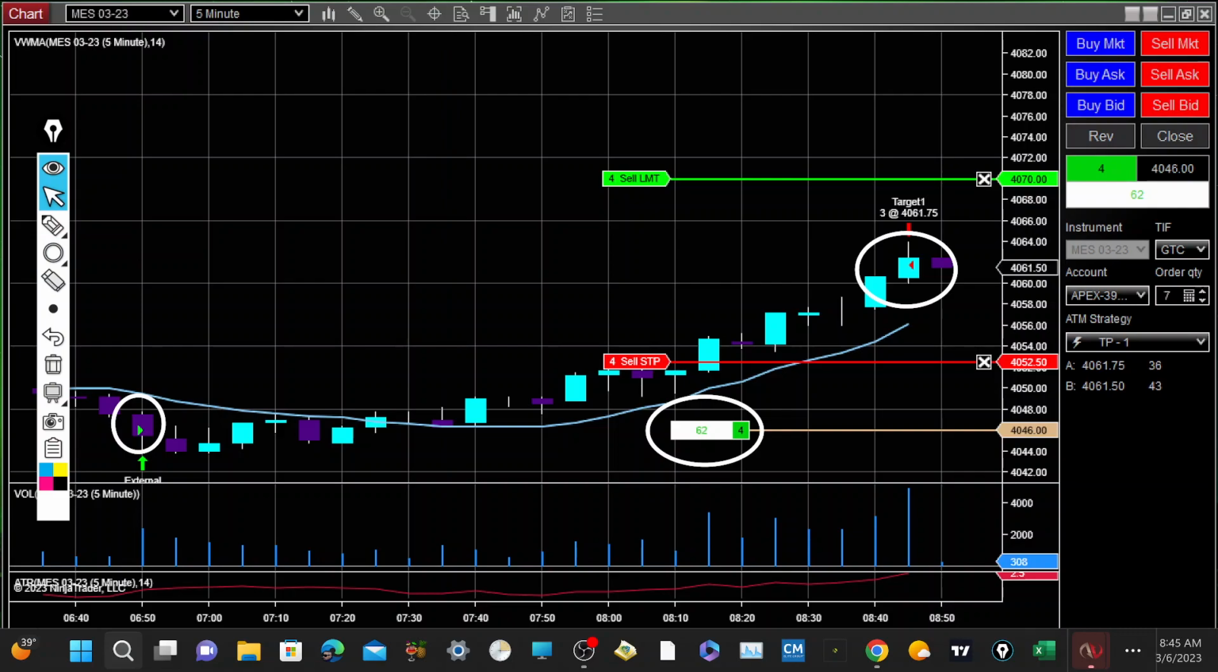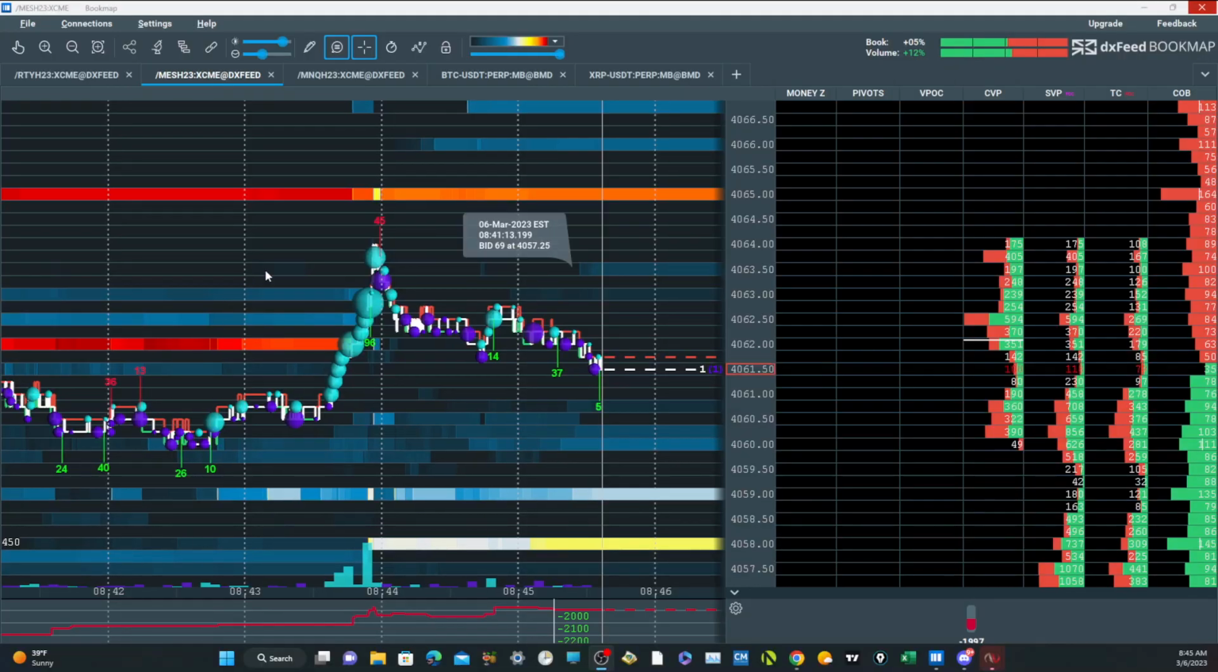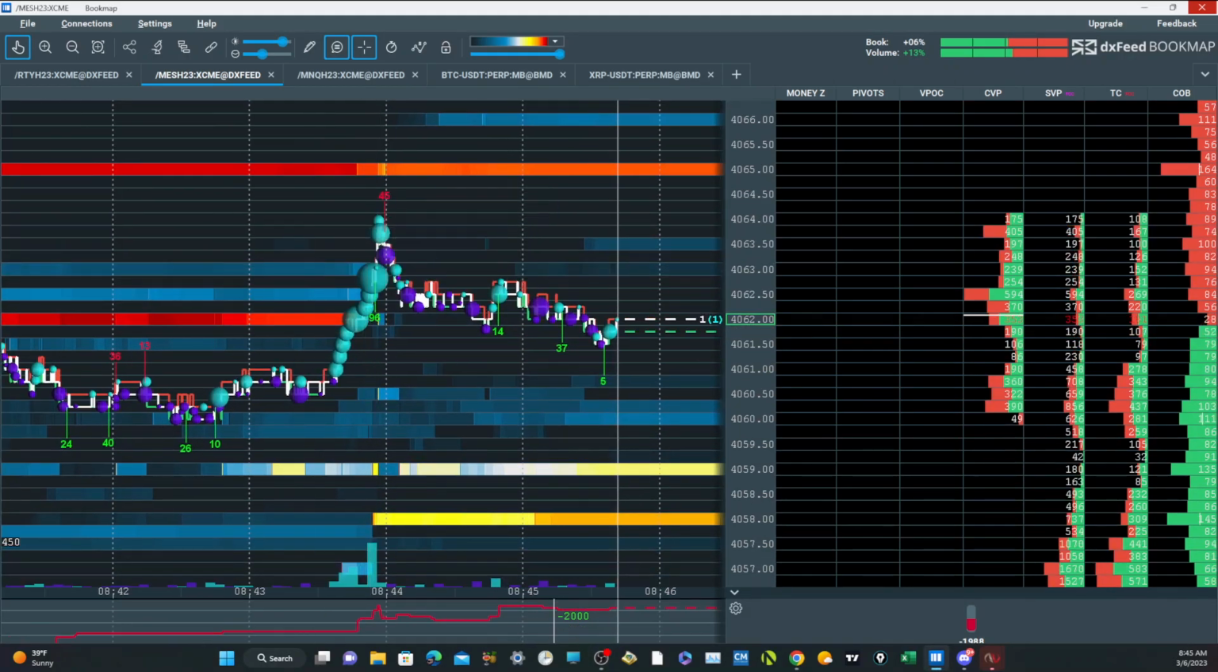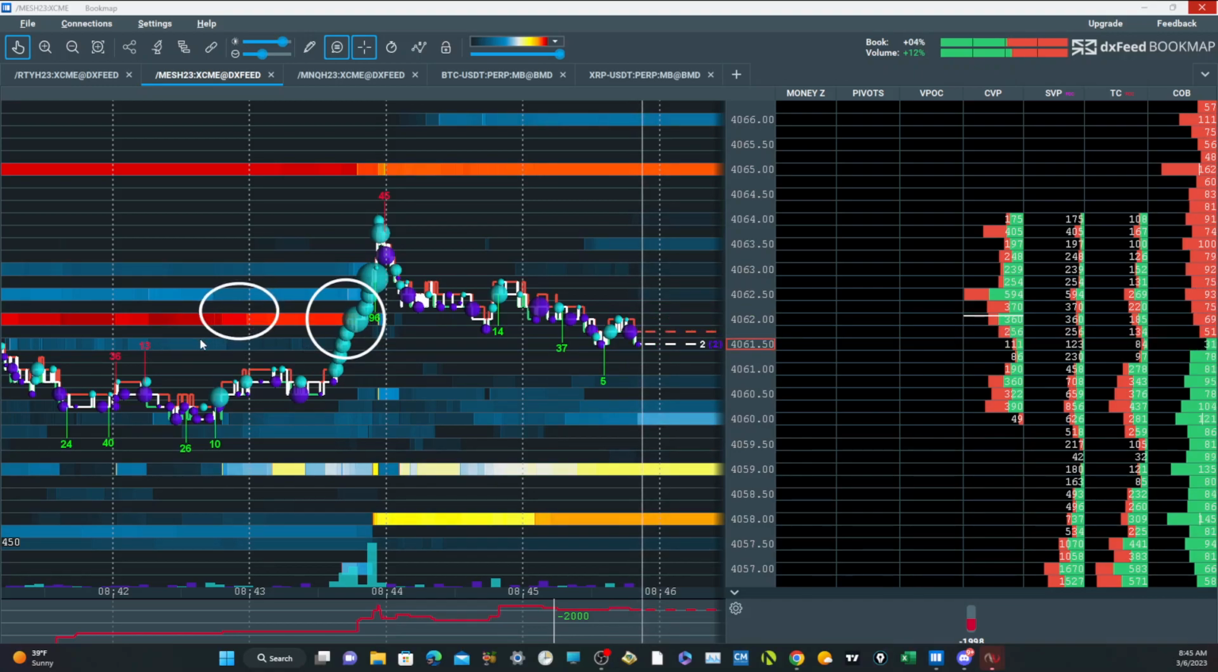Let me just show on Bookmap. Right, that was the liquidity. I just took profit right there. I set my profit on this liquidity right here on the ask, so we took out that. Next target is 40.65 up here.